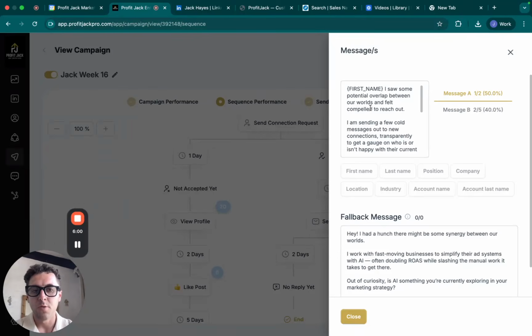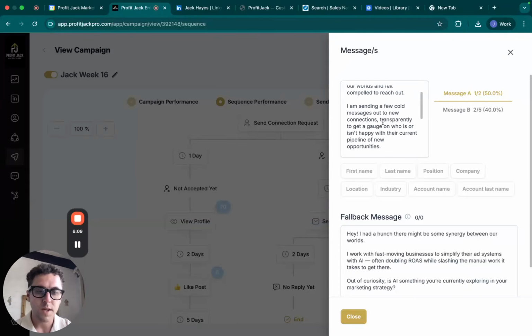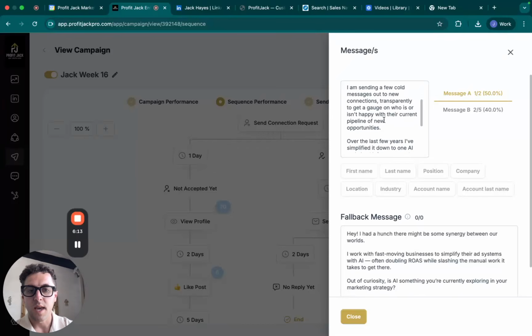So we have a soft opener here, much like you were probably approached, something along the lines of, hi, first name, you're doing great things in XYZ industry. And then we like to be transparent, just reaching out to a few of our new connections to get a gauge on who does or doesn't have XYZ problem. So you'll see here for us, that's their current pipeline of new opportunities. For you, that could be who has coverage in certain areas to help them with certain things.